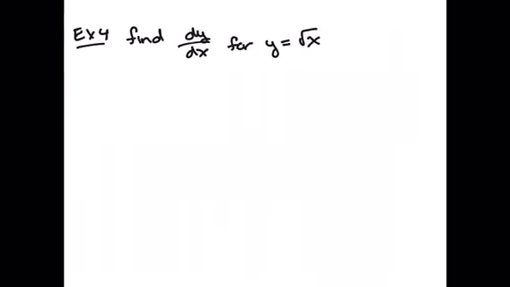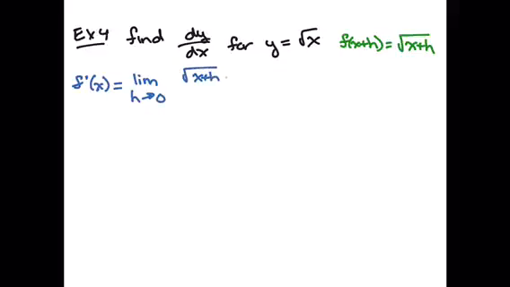Okay, let's try another example. In this example, we're using the function y equals the square root of x. So my f of x plus h is simply the square root of x plus h. So if we plug that into the formula for a derivative, then we'll get the square root of x plus h minus the square root of x, the original function, all over h.